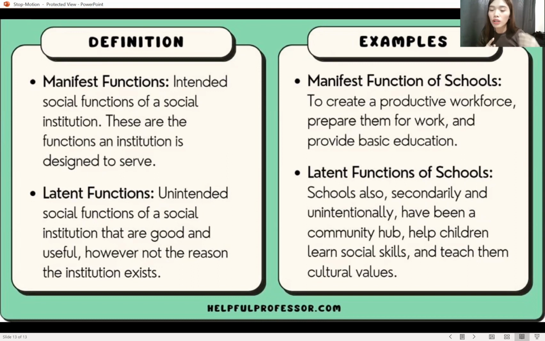For manifest function, the function of the school is of course to create a productive workforce, to educate, provide basic education. That is the main function, the intended function. The school is built to provide basic education. And the latent function is the unintended effect or the unintended function of that institution. So for example, the school gains friendship, they gain new people.